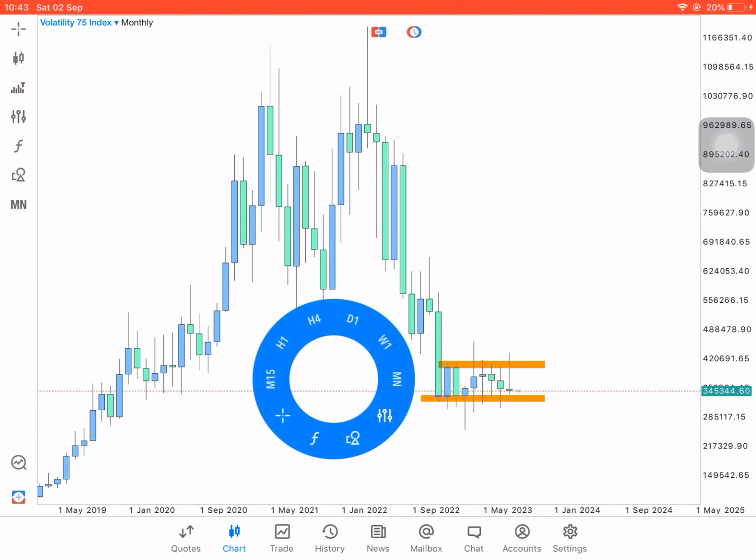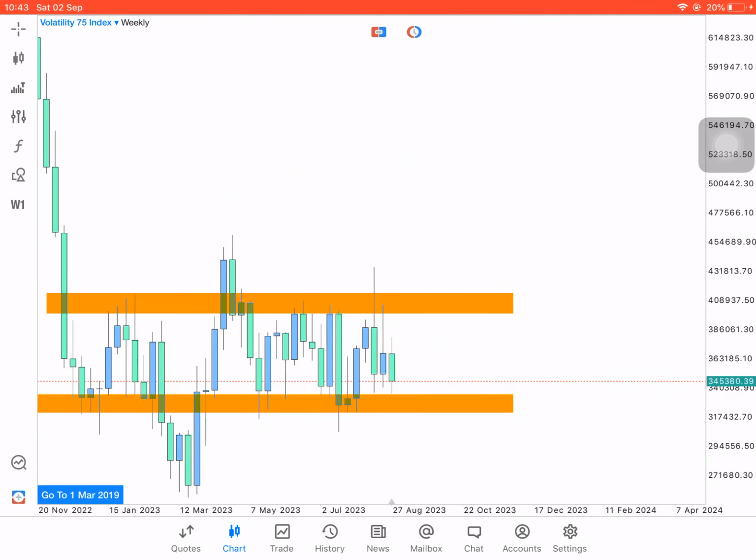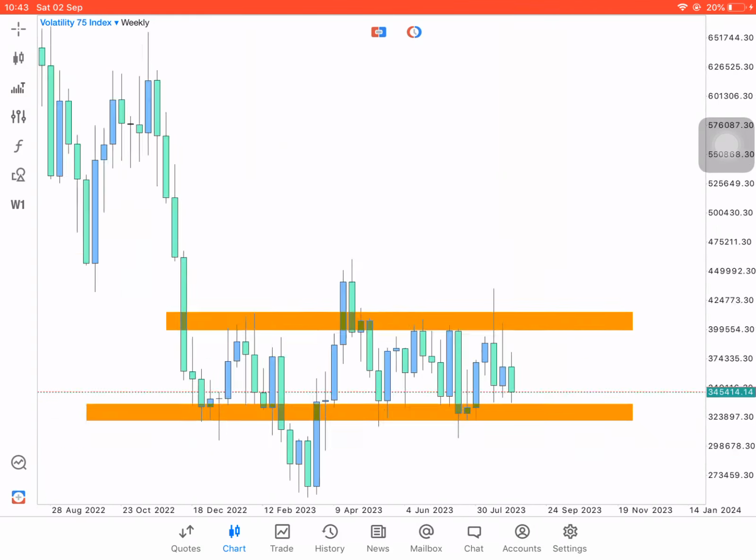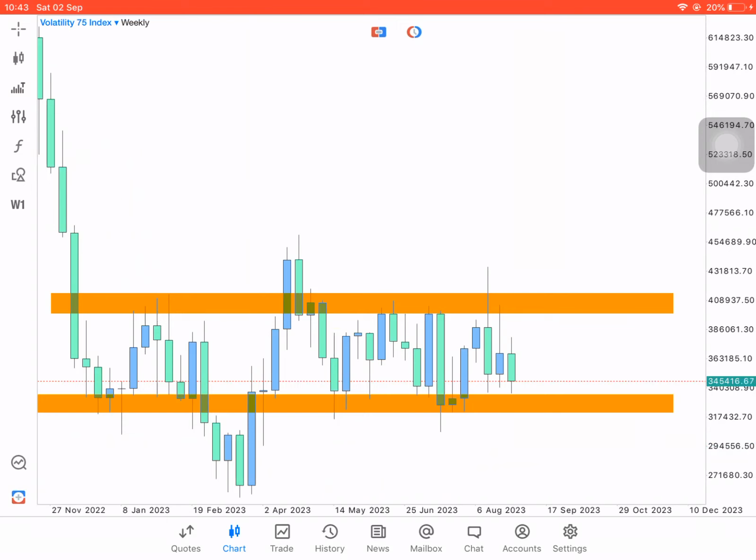So now let's go to lower time frames, right? As an intraday trader, I would like to see what's happening on my weekly, daily, and 4 hour so that I can take trades. But for swing traders, for those that might be comfortable just trading on monthly, obviously they will have to wait until monthly breaks out of the range.